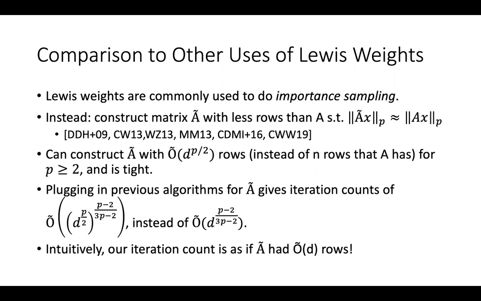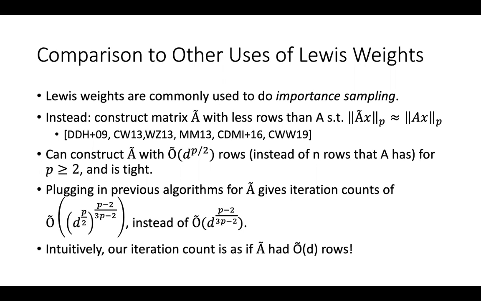And when you know the Lewis weights provide some measure of importance, if you sample by the Lewis weights, then that will possibly give you a sparsifier. In other words, if you sample by Lewis weights, you can construct a matrix A tilde with fewer rows than A, hopefully, and the p-norm of A tilde x is always approximately the p-norm of Ax, let's say up to a factor of 2.